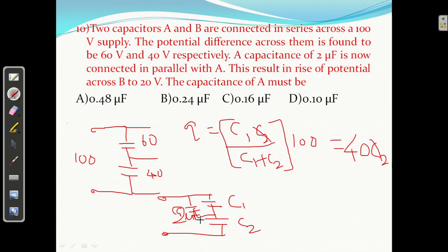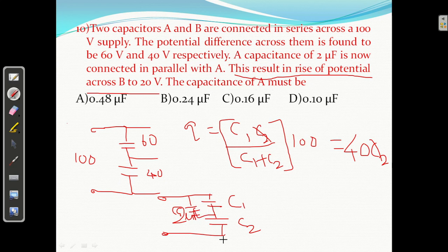Okay. So this results in rise of potential across B to 20 volt. Something is wrong here actually. Rise of potential across B to 20 volt. Actually, already it is 40 volt. So how will the voltage rise across 20 volt? Maybe something is wrong. What is the capacitance of A?